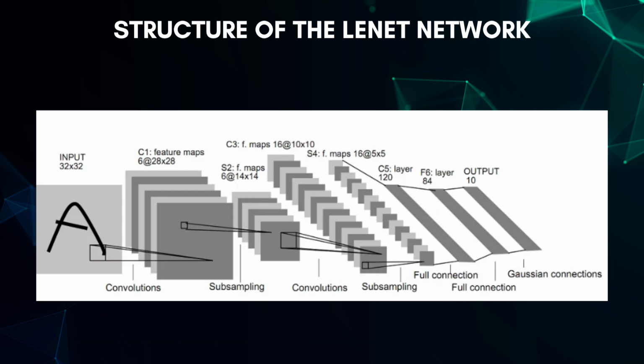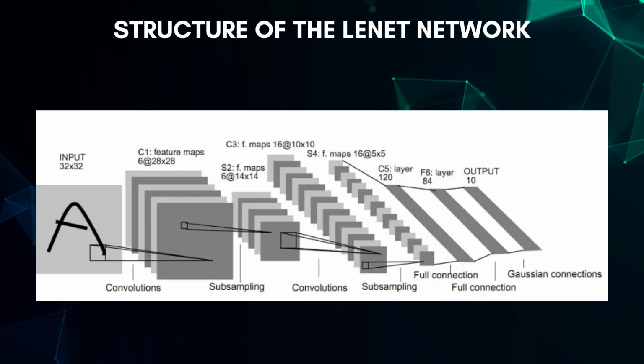Let's break it down further. The convolutional layer applies a filter to the input, scanning across the image to detect patterns. Then, the pooling layer follows, which reduces the size of the feature map by taking the most important information, helping the network focus on key features while reducing complexity.